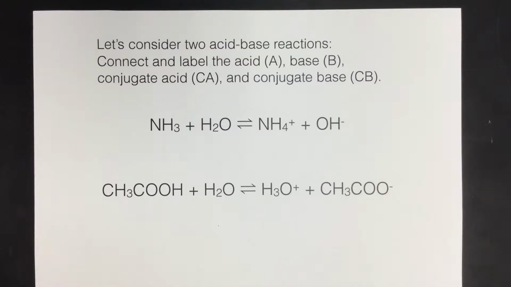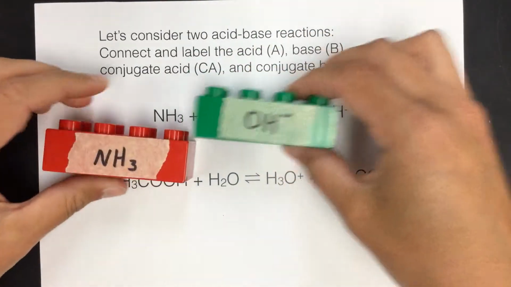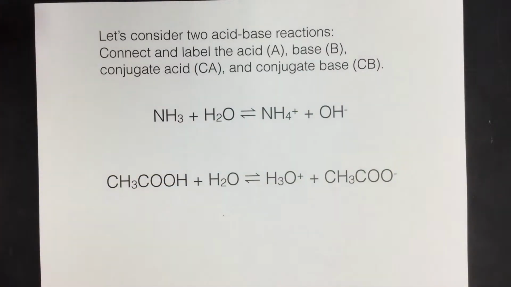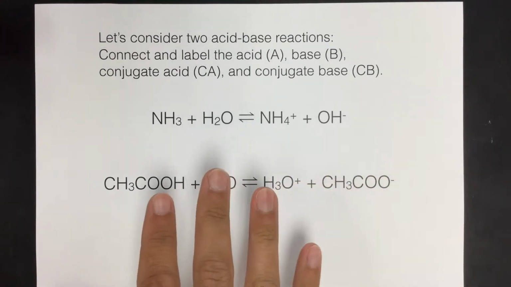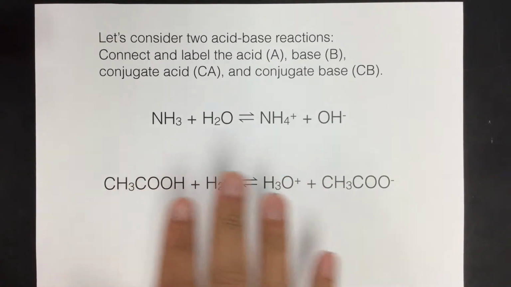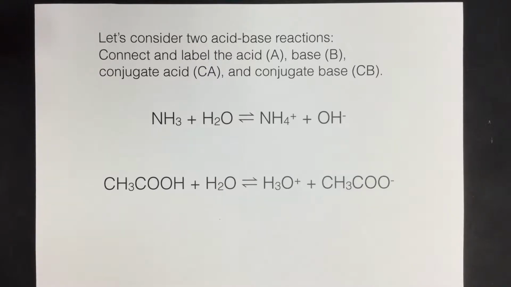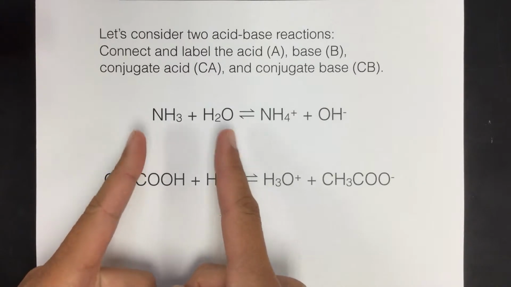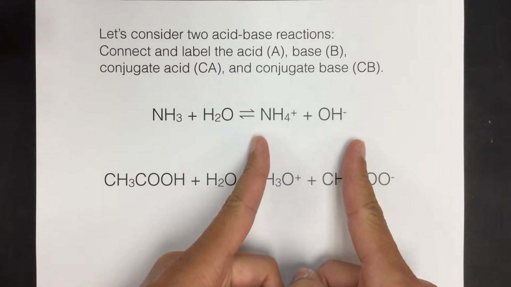If we look at one of the example problems that we did in the notes, we'll go through this and I'll use the Duplo pieces, the Lego pieces, to show you how the proton's being transferred. In the first example, what we're trying to do is label the substances here as either the acid, the base, the conjugate acid, or the conjugate base. Usually the convention in chemistry is to label the things on the left as acid or base and the things on the right as conjugate acid or conjugate base.